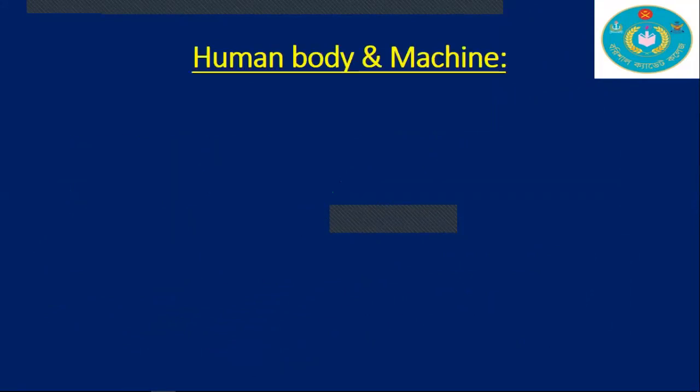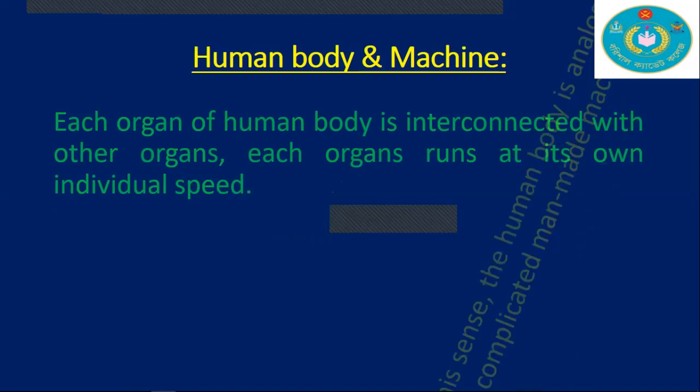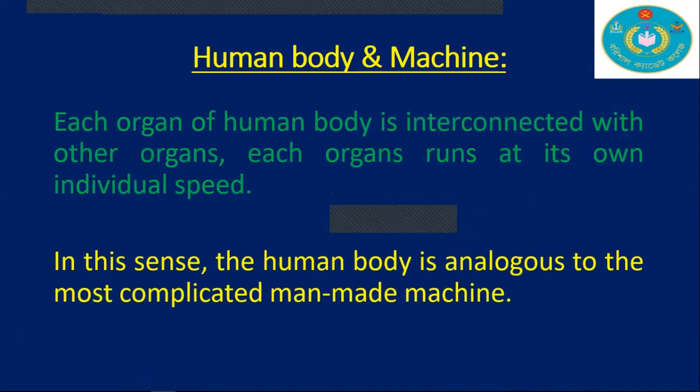And next, we are going to compare the human body and a machine. Each organ of the human body is interconnected with other organs. Each organ runs at its own individual speed, and in this sense, the human body is analogous to the most complicated man-made machine.